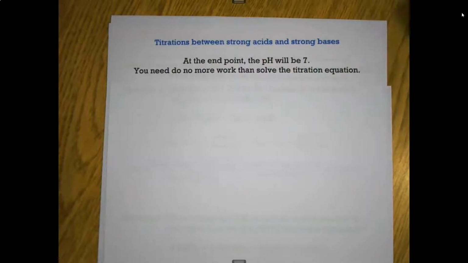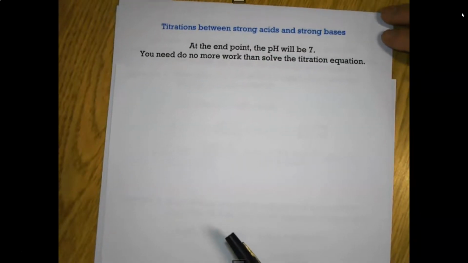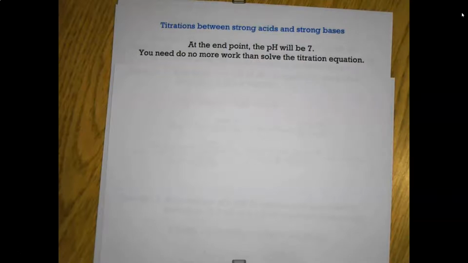So really, if you have a strong acid and a strong base, all you have to do is solve the titration equation to figure out what the pH is going to be. Actually, technically, you don't even have to do that because you know the pH is going to be 7. All right, so let's just do a couple of examples using that titration equation so that it refreshes your memory and you're comfortable with it.